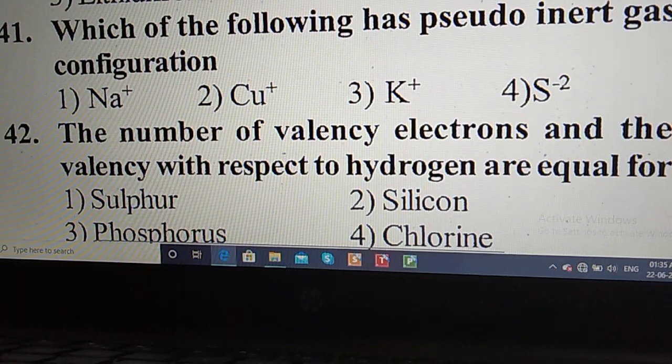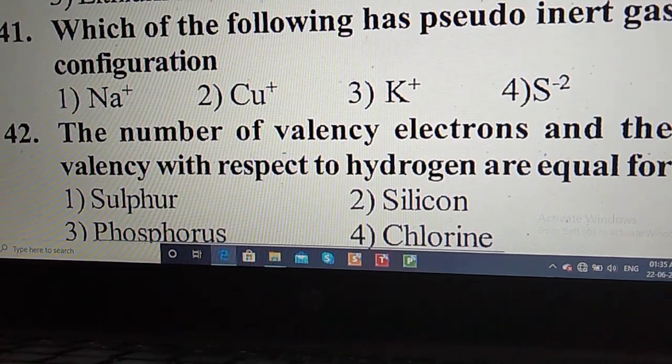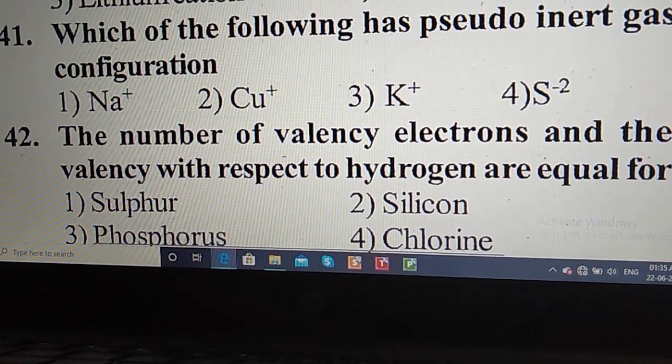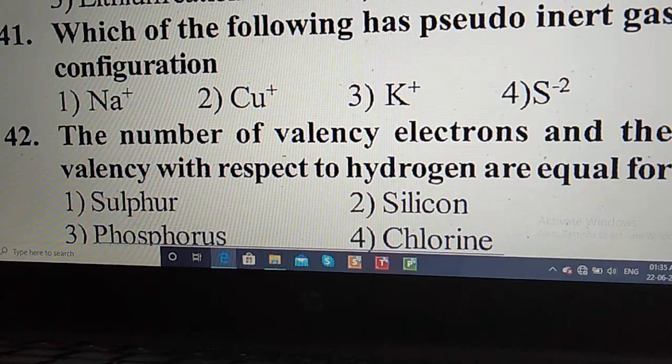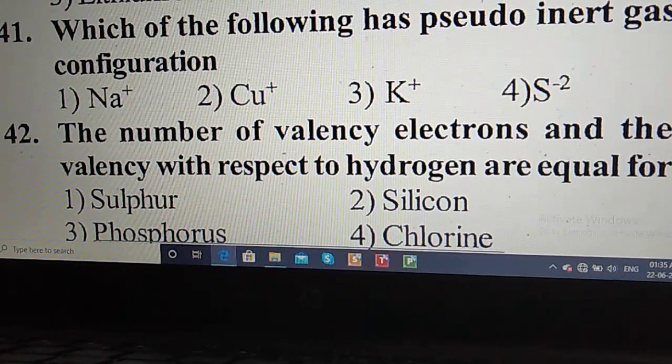Now let us check with the options, student. The first option is Na+, the second option is Cu+, the third option is K+, and the fourth option is S2-. So dear student, come on the board and check the answers.